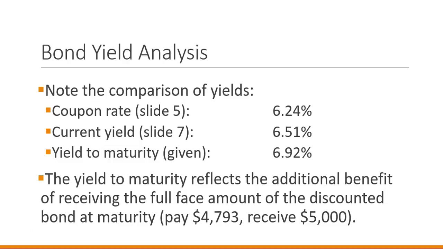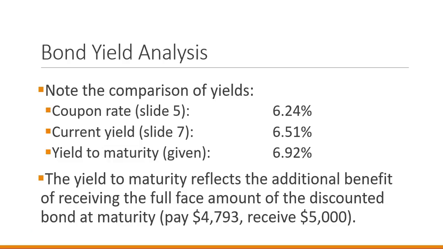And we can look at a comparison of all three yield measurements in this slide. The coupon rate previously given, 6.24%. The current yield calculated on the last slide, 6.51%. And yield to maturity. In this case, it's given. We're not calculating this yield to maturity. I'll talk about the calculation in just a moment, but here it's given as 6.92%.